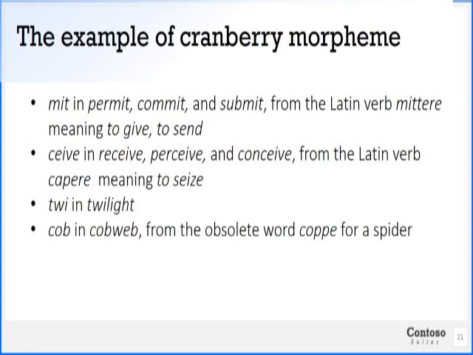Or the other is twilight. When twi is separated from light, the twi here has no meaning, but it is to differentiate the kinds of light, like that. And then cob in cobweb. This is cob from the obsolete word cob for a spider. That is the example for a cranberry morpheme.